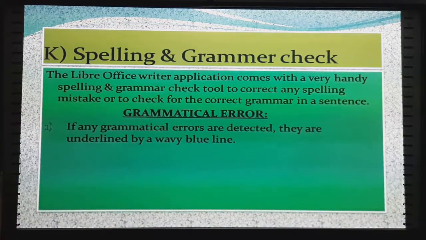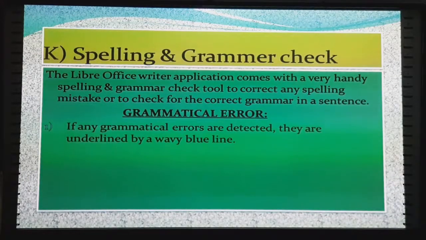The first thing is, if any grammatical errors are detected, they are underlined by a wavy blue line. Means a line in the form of a waveform will appear whenever we insert a word or set of characters containing grammatical errors. All those grammatical errors will be detected by placing a wavy blue line below that particular word. I will show you all those things one by one.